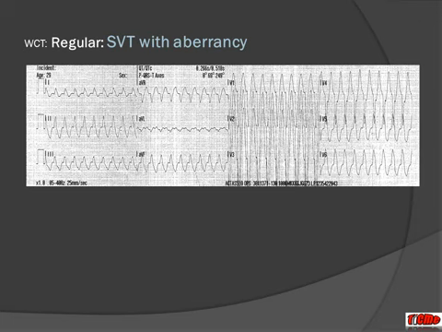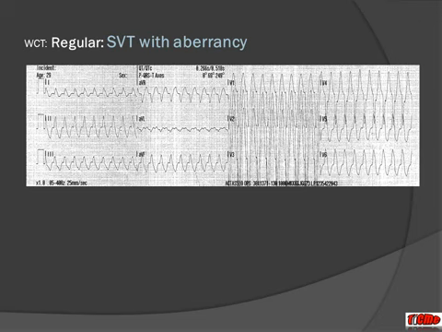Okay, let's look at our next ECG. This is again an ambulance ECG showing a broad complex rapid tachycardia. Now again, the rate is very high. The rate is something over 200 beats per minute here. It's probably about 220 beats per minute.